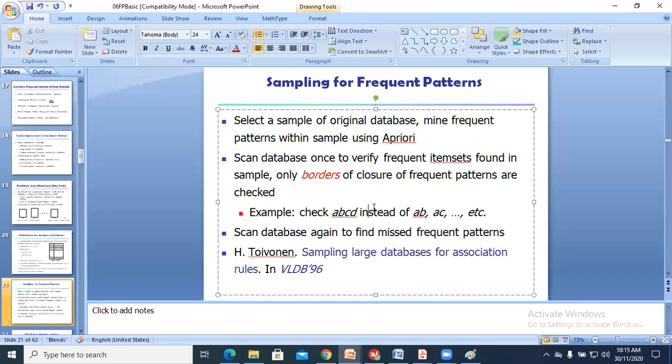So sometimes a sample frequent pattern is not frequent in the database, and we find the missed frequent patterns and scan the database again. In this way, we avoid scanning the large database multiple times.